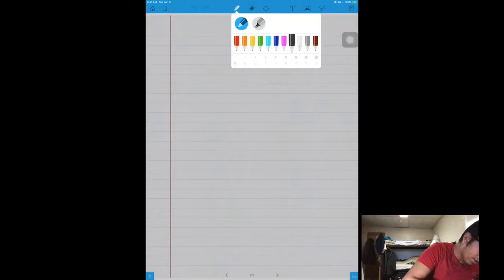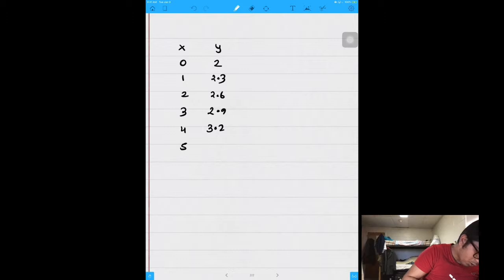I have a task which my neural network needs to do. I have x and I have y. When my x is 0, y is 2. When my x is 1, y is 2.3. When my x is 2, y is 2.6. When my x is 3, it's 2.9. When it's 4, it is 3.2. When it is 5, it is 3.5.